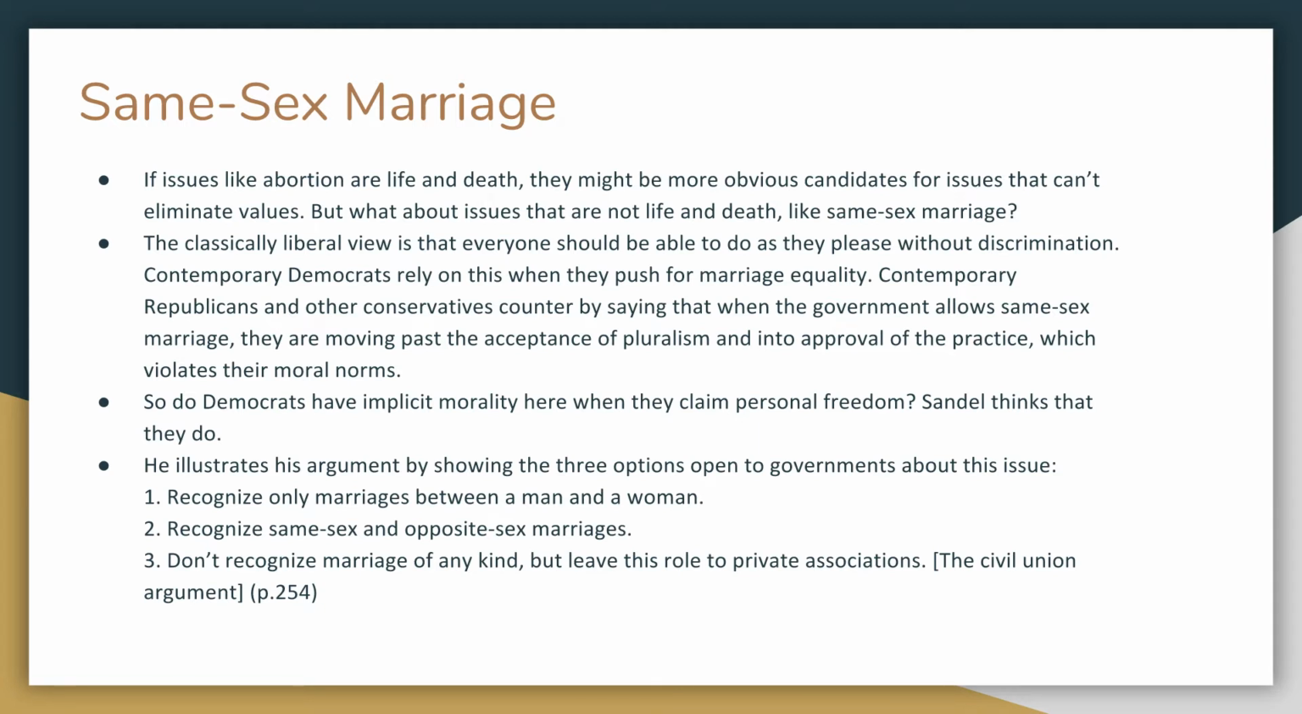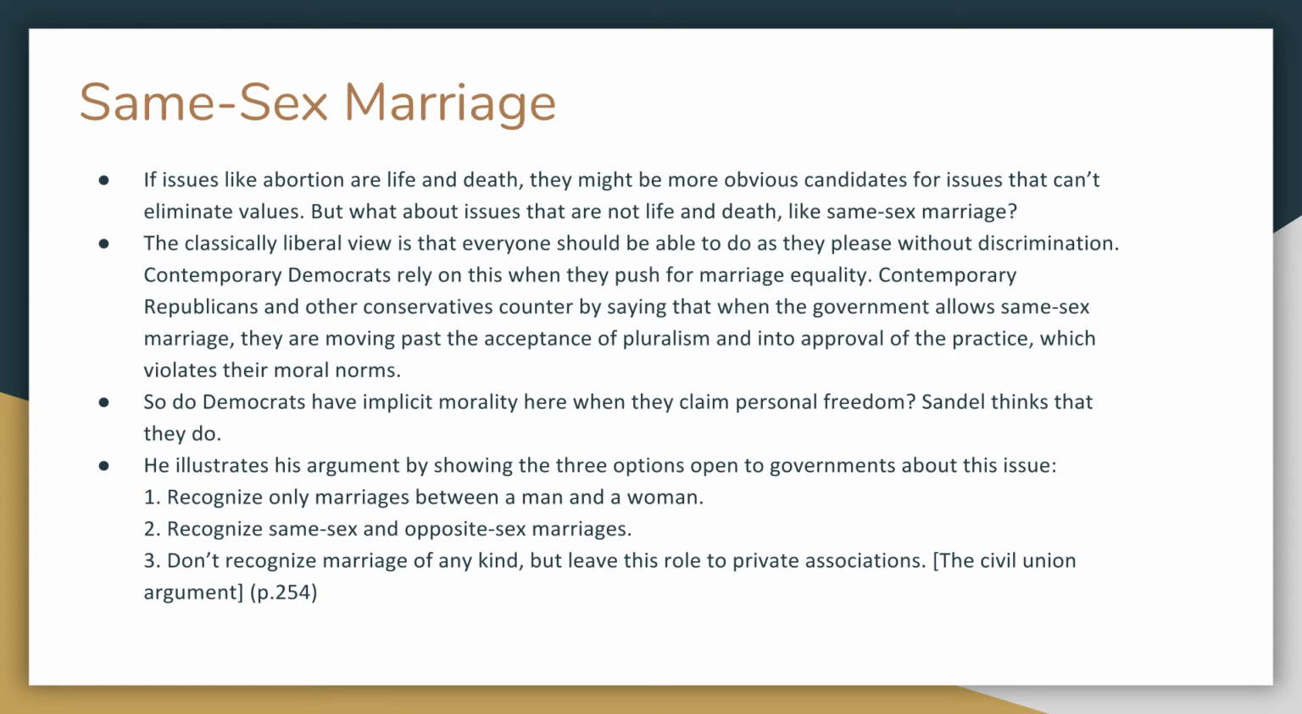And he tries to illustrate this argument by showing three options open to governments about the issue. They can do one of three things, and this is on page 254. They can recognize only marriages between a man and a woman. They could recognize same-sex and opposite-sex marriages. Or, the lesser-known option, they cannot recognize marriage of any kind, but leave this role open to private associations.